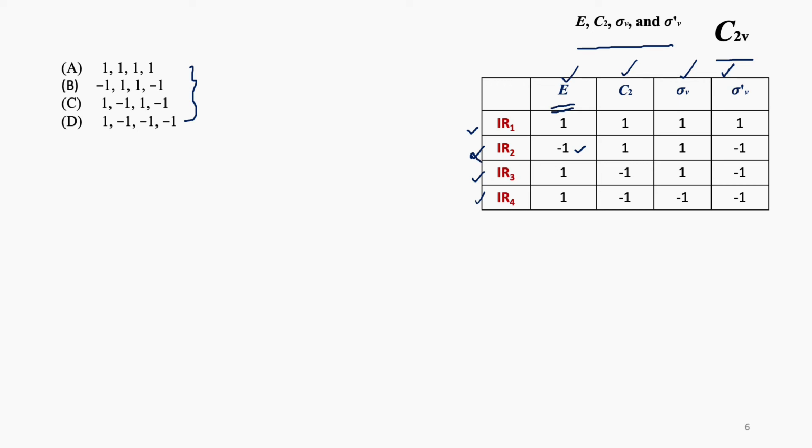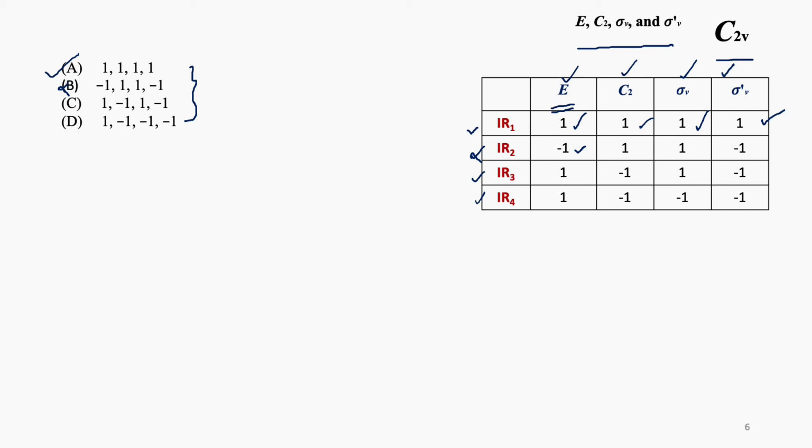And if we are seeing IR1 where all the values are 1, all the characters are 1 here, and this was a possible irreducible representation as we were discussing in the previous slide, where E, C2, sigma V and sigma V dash, none of these operations are affecting the symmetry of the molecule. The symmetry is unchanged after these operations. So that is possible. So the first option where all the values are 1 could be a possible irreducible representation, but B cannot be a possible answer.